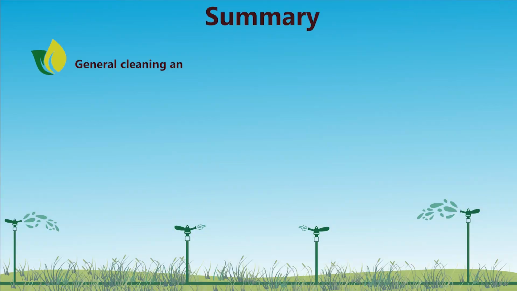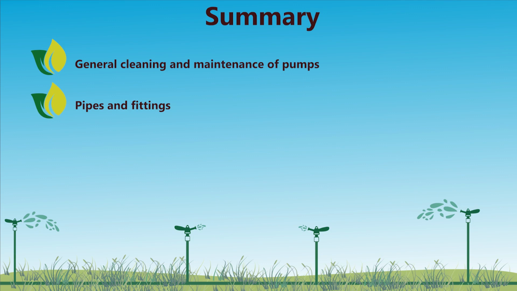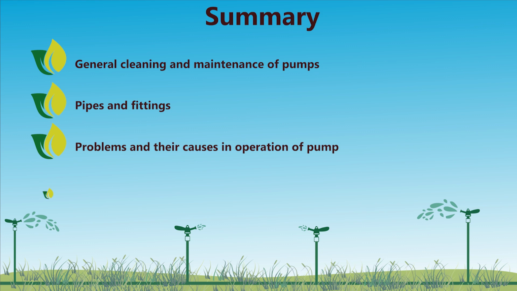So, in this session, you have learnt about the general cleaning and maintenance of pumps, pipes and fittings of a sprinkler irrigation system. You have also learned about the problems and their causes in operation of the pump and other components of the sprinkler irrigation system, so that you can take appropriate action to resolve the problems in time. I am sure in this session you have learned about the maintenance of pump and other accessories of the micro irrigation system, particularly the sprinkler irrigation system.